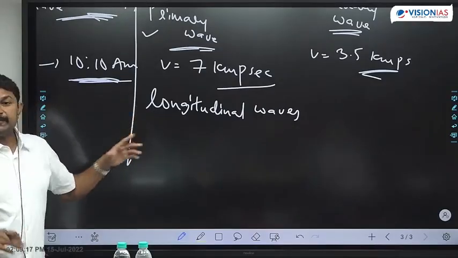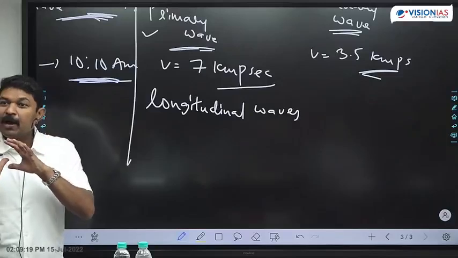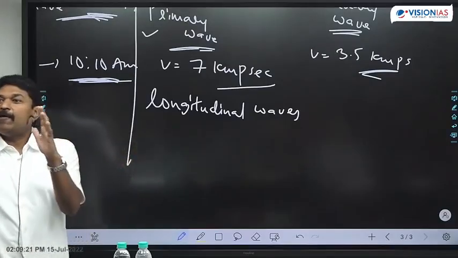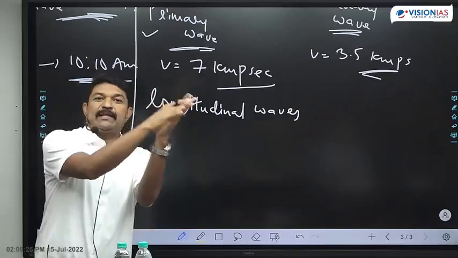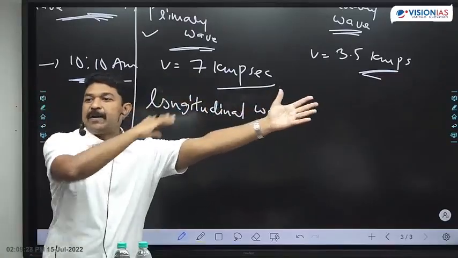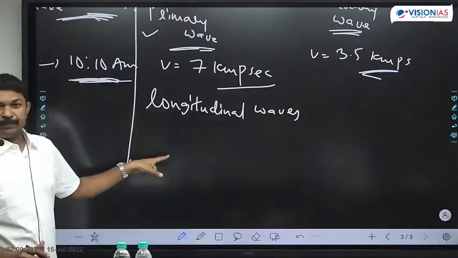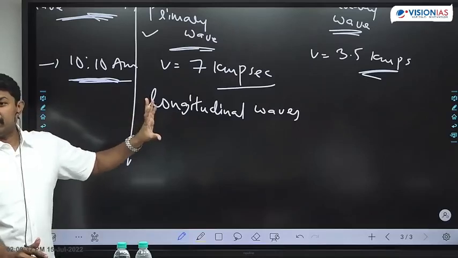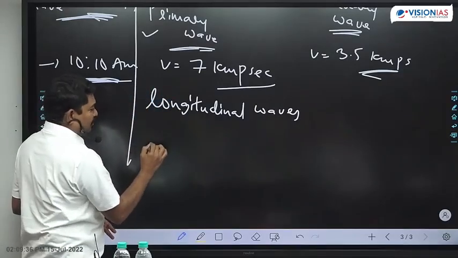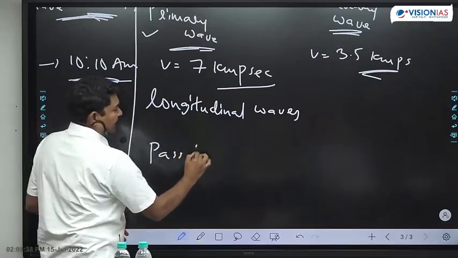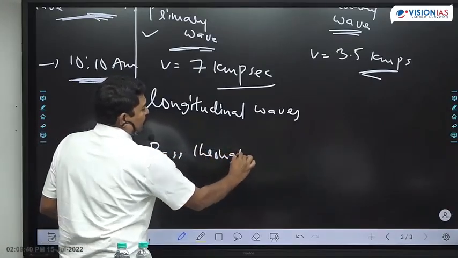How is the P wave moving? The P wave is moving longitudinally, meaning what? One wave touches the other wave, and the energy passes from one touching to another touching. Likewise, the energies keep on passing. This is called the longitudinal wave. These have the ability to travel or to pass through the mediums.